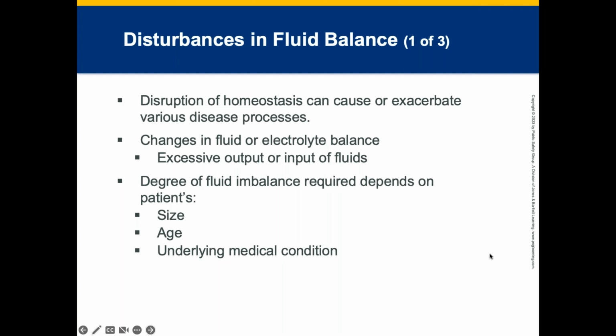The degree of fluid imbalance required to compromise homeostasis and cause illness depends on the patient's age, the size of the patient, and underlying medical conditions. Also, fluid therapy is a fundamental step in resuscitation, which we just talked about, right? So we're looking at the underlying conditions. What are their underlying conditions? How do we find out? Questioning, SAMPLE history, getting that detailed history of what's wrong with your patient, right? And the size of the patient, okay?